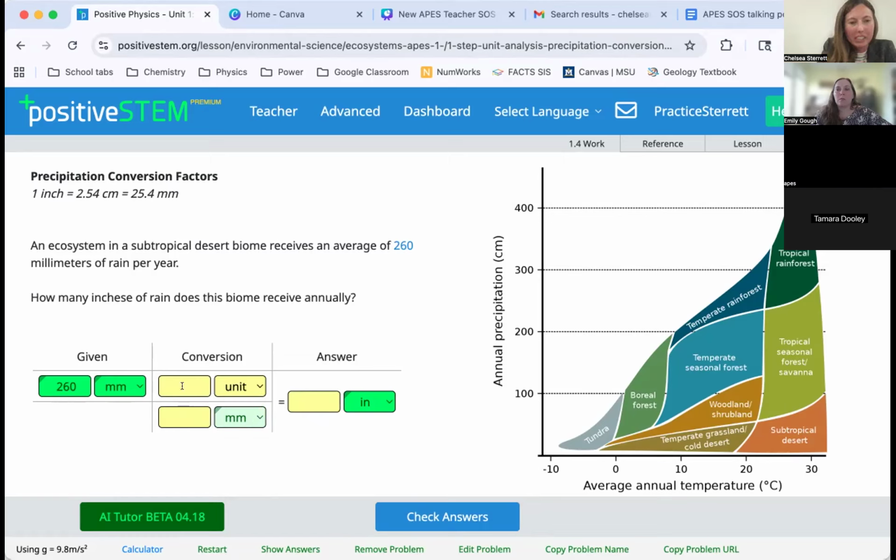And let's see here what we'd put in for the other ones. So we're converting millimeters to inches, and then we have a given value right here. So 1 inch and 25.4 millimeters is this one.